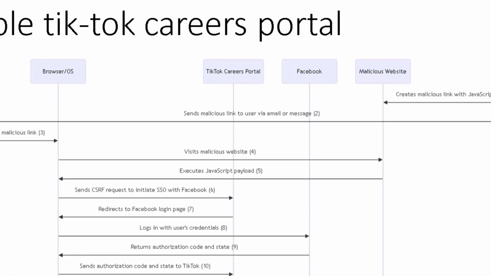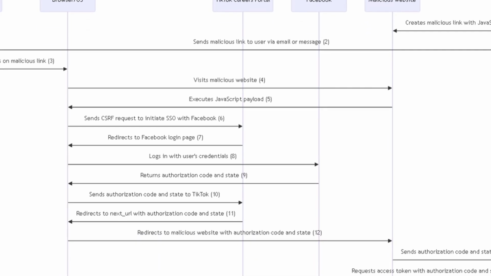The attacker sends the malicious link to the user via email or message, pretending to be a legitimate source, such as a recruiter or friend. The user clicks on the malicious link, trusting the sender or the appearance of the link. The user's browser or operating system visits the malicious website that is controlled by the attacker. The malicious website executes the JavaScript payload in the user's browser or operating system, which initiates a cross-site request forgery request to the TikTok careers portal.